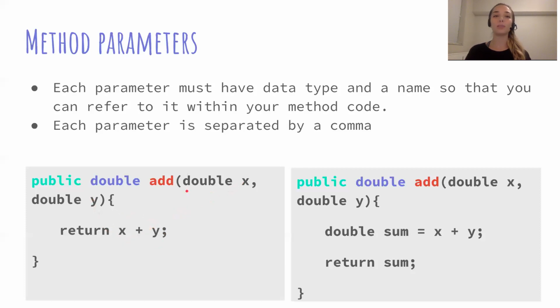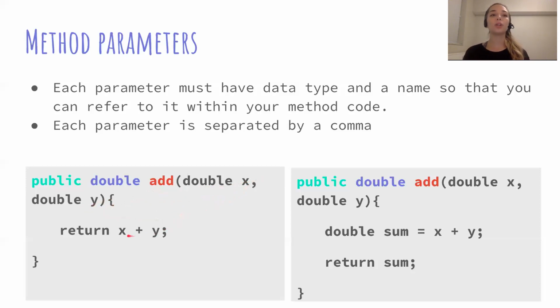Now, when we write these parameters, each parameter has to have a data type and a name. We need to name it so that we can use it whenever we write code inside of our method. So we need to be able to reference it by something. That's why we name it X or Y here, but you can have whatever name you want, just like how you were naming regular variables in the past.